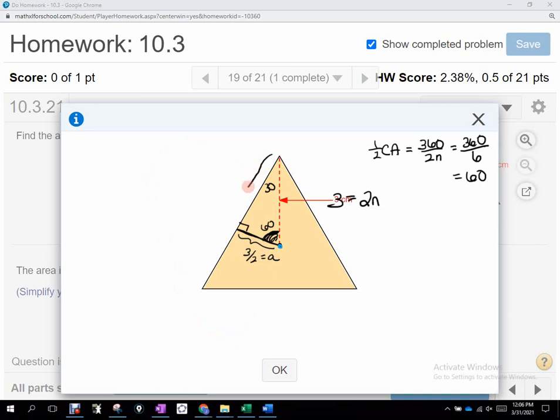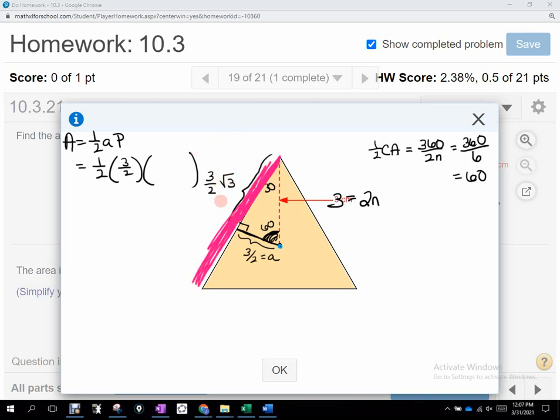This distance here is going to be n times radical 3. Is everybody okay with that? So when I find my area, it's going to be 1/2 apothem times perimeter. Apothem is 3/2. Now we just have to figure out what our perimeter is. Okay? So right now, we have this distance being 3/2 radical 3.